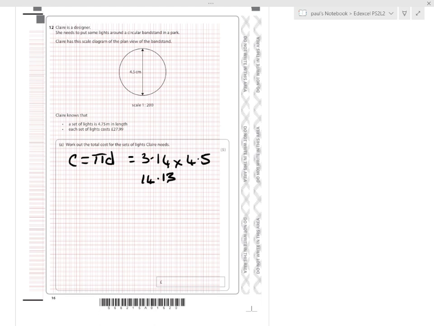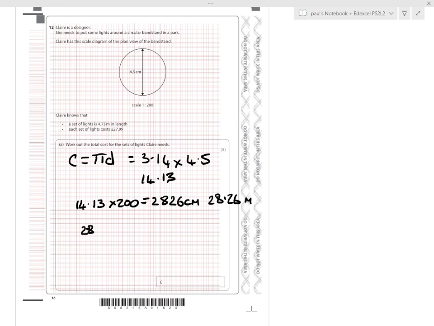Now that's only on the drawing, isn't it? So we need to scale it up. So 14.13 times 200 is 2826 centimetres, which is 28.26 metres. So we're going to put these lights around it now.